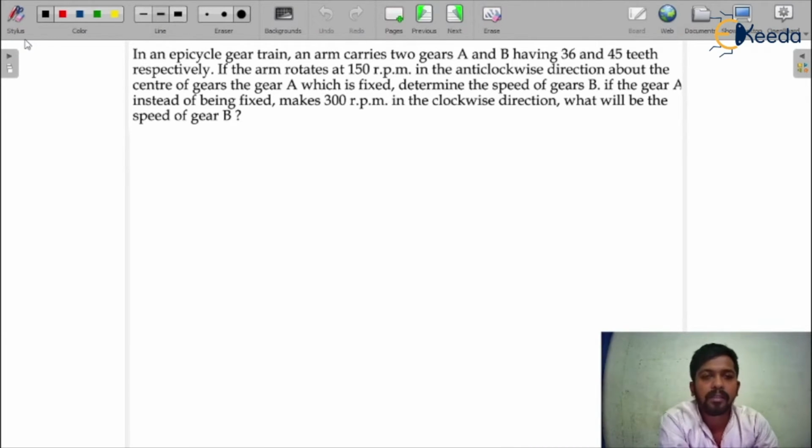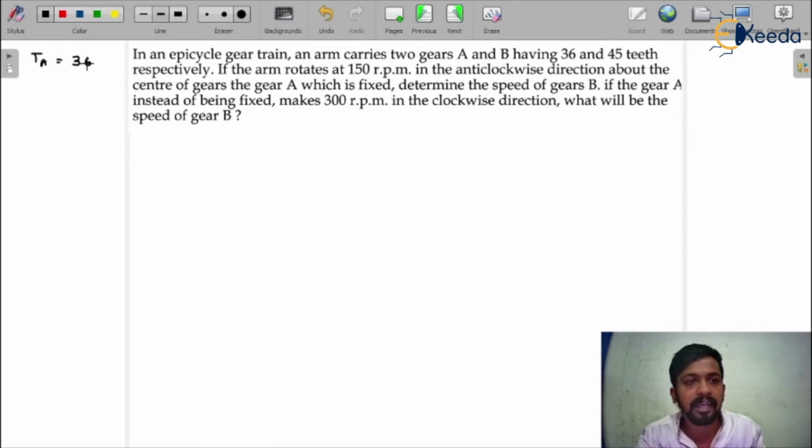In the question it is given that in an epicyclic gear train an arm carries 2 gears. Read the question carefully. Every year 1 to 2 mark questions are asked from the epicyclic gear train, so you must practice a lot. An arm carries 2 gears, A and B, having 36 and 45 teeth respectively. That means I can write here that TA is 36 and TB is 45.